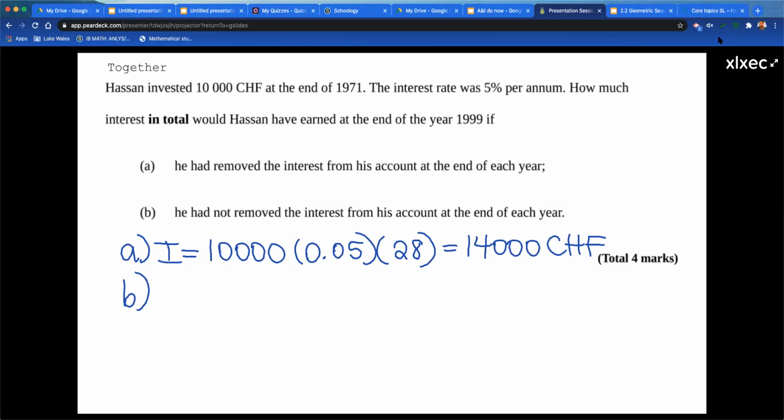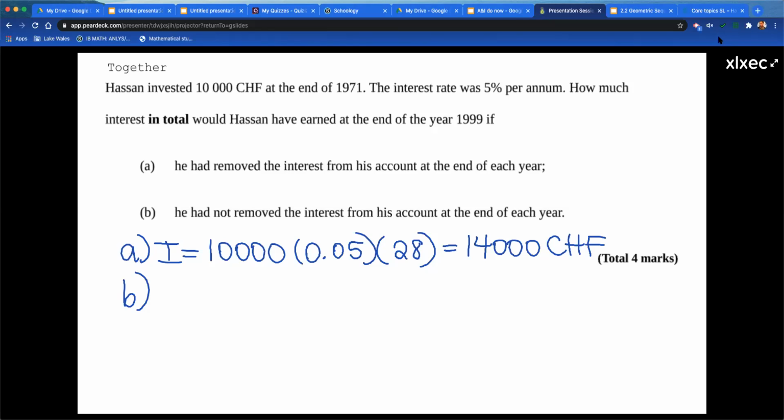So in part A, that's how much money he's actually obtained in interest over the last 28 years if he continued to remove it, and let's say he just put it into a jar and never touched it. But in part B, he's not taking out the money at all at any point. After 28 years, he's going to look and try to figure out exactly how much money he has saved.